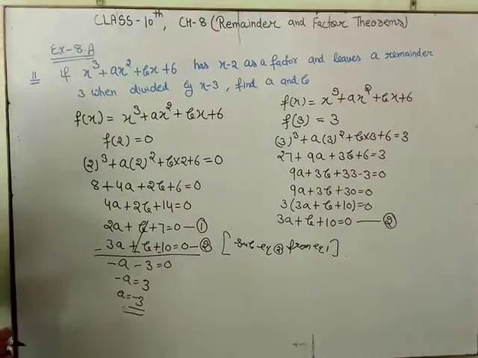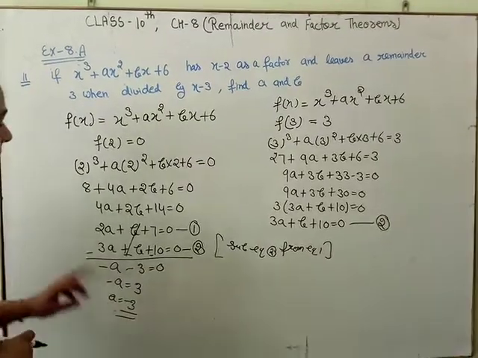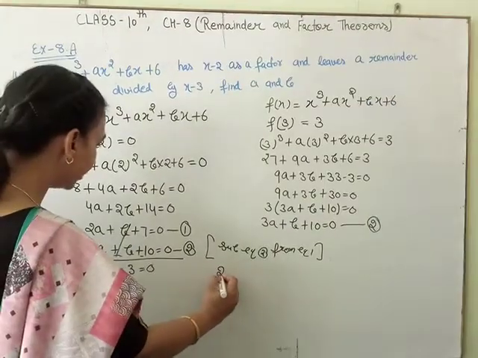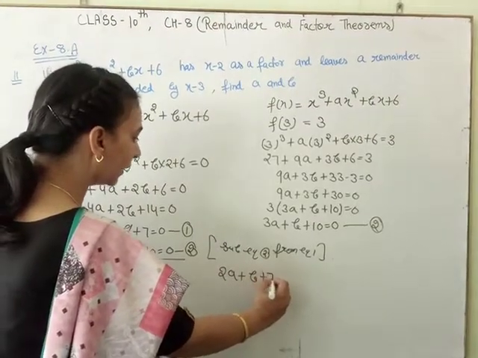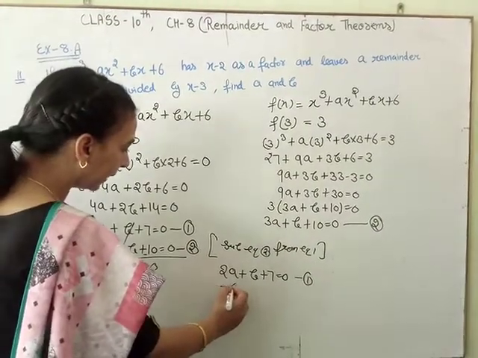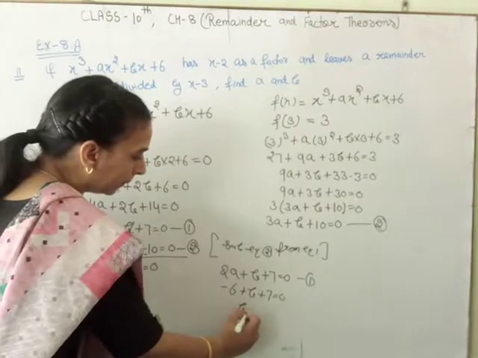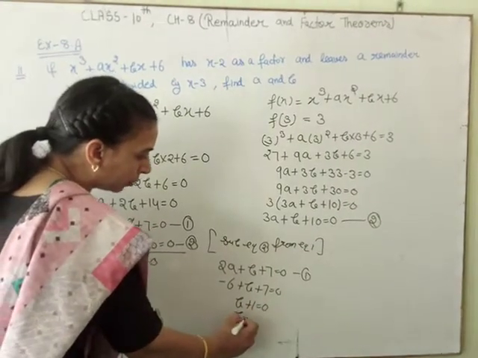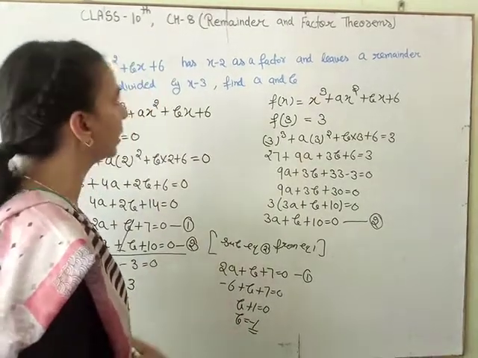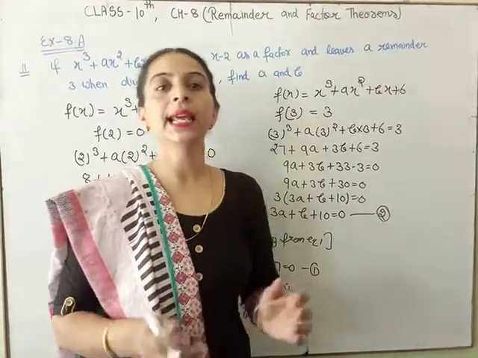Then the value of a is minus 3. Now that we have the value of a, we put it in either equation number first or equation number second. We take equation number first: 2a plus b plus 7 equals 0. This is equation number first. We put the value of a as minus 3, then minus 6 plus b plus 7 equals 0. Then b plus 1 equals 0 and b equals minus 1. So the value of a equals minus 3 and the value of b equals minus 1. This is the 11th question. Okay student, next we take exercise 8.b.